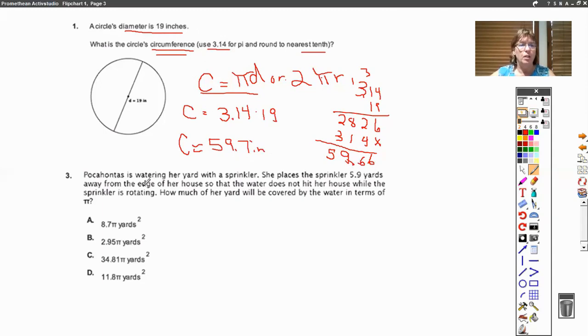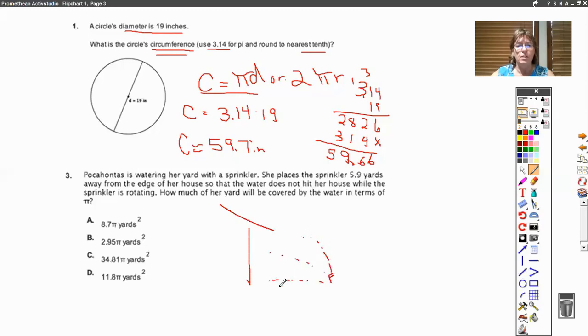All right, the next one. Pocahontas is watering her yard with a sprinkler. She places the sprinkler 5.9 yards away from the edge of her house so that the water does not hit her house while the sprinkler is rotating. How much of her yard will be covered? So the first thing I do is I just go ahead and I draw a picture, okay? So here's the side of her house right here, right? And then here is the sprinkler that she has in her yard. And she wants it to spray, and it's going to spray in a circular pattern.